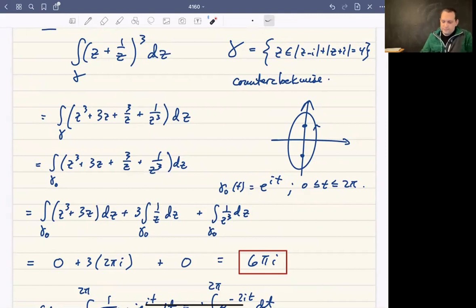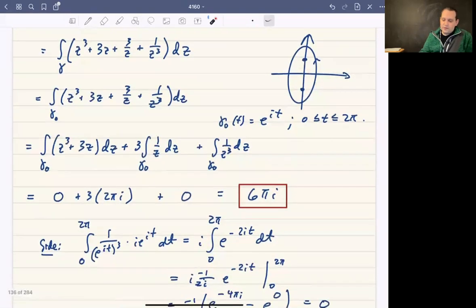Everything is good. Then we used the corollary to Cauchy's theorem that since z cubed plus 3z is a polynomial, it's entire in the complex plane. If we integrate over whatever closed curve we want, we'll get 0. This middle integral we evaluated many times before. It was one we did in the previous video. That was 2 pi i, and the times 3 makes it 6 pi i.